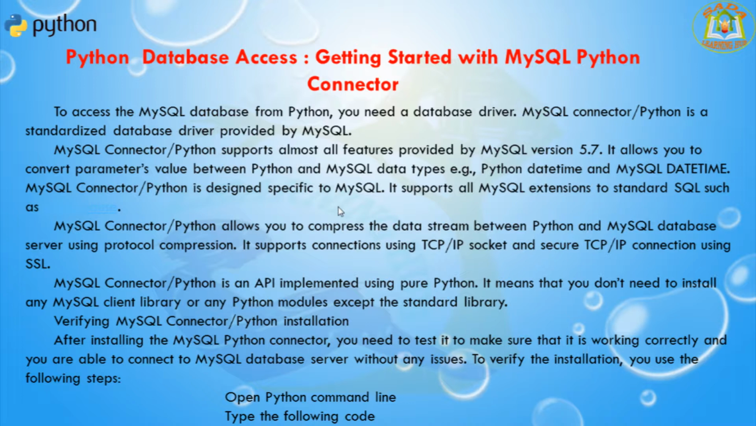MySQL Connector Python is designed specifically for MySQL. It supports all MySQL extensions to standard SQL, such as the LIMIT clause. MySQL Connector Python allows you to compress the data stream between Python and the MySQL database server using protocol compression. It supports connections using a TCP/IP socket and a secured TCP/IP connection using an SSL socket, secured socket layer.